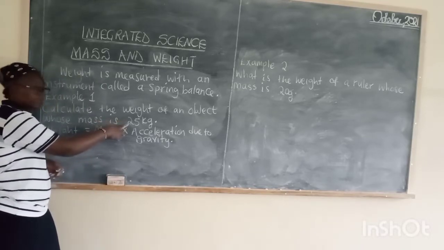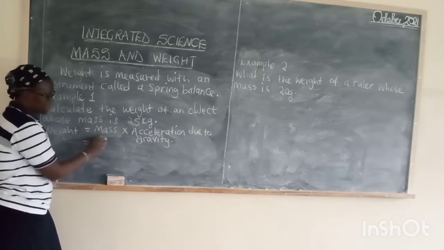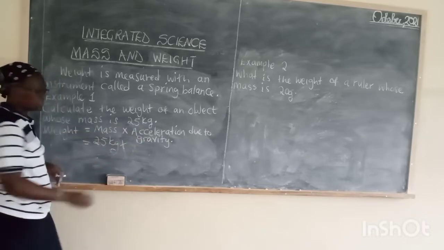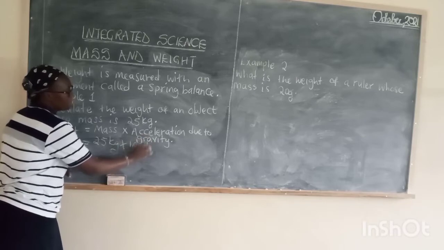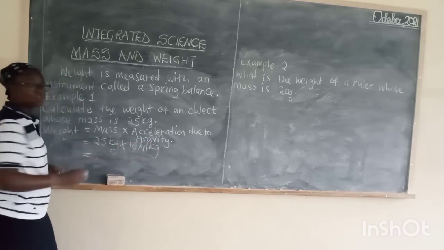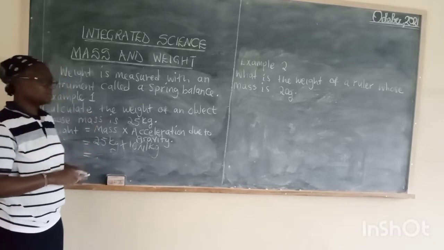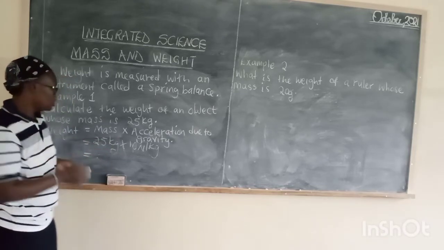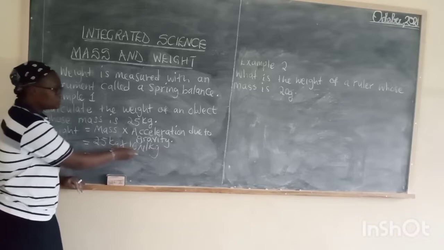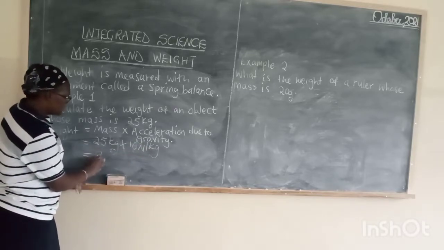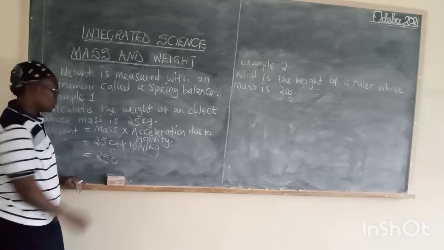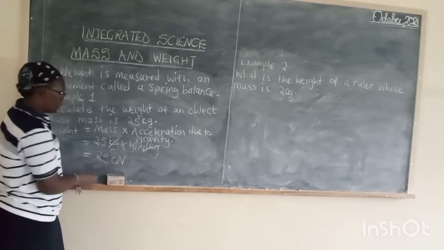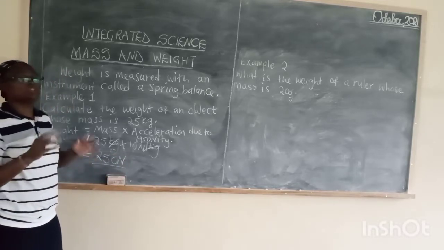So the mass of this object is 25 kg. Then we multiply by acceleration due to gravity, which is 10 Newton per kg. Now, what you also need to remember is that the answer has to remain in Newton, since weight is measured in newtons. So 25 kg times 10 Newton per kg is 250. So which means that we need to cancel this kg and this kg so that we remain only with the newtons. So our answer is 250 newtons.